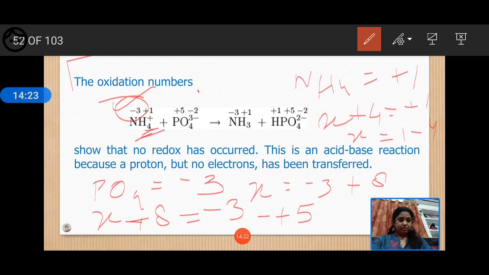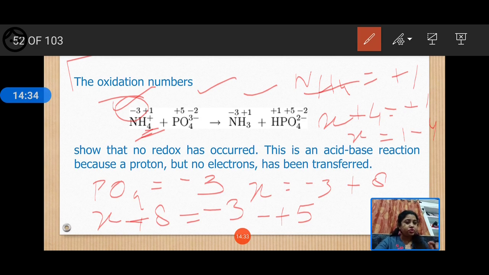Okay, this is okay. Like this only we will find the oxidation state of other elements also. Now this reaction is not showing any change. You can check it here. Nitrogen -3, -3. Hydrogen +1, +1. Phosphorus +5, +5. Oxygen -2, -2.